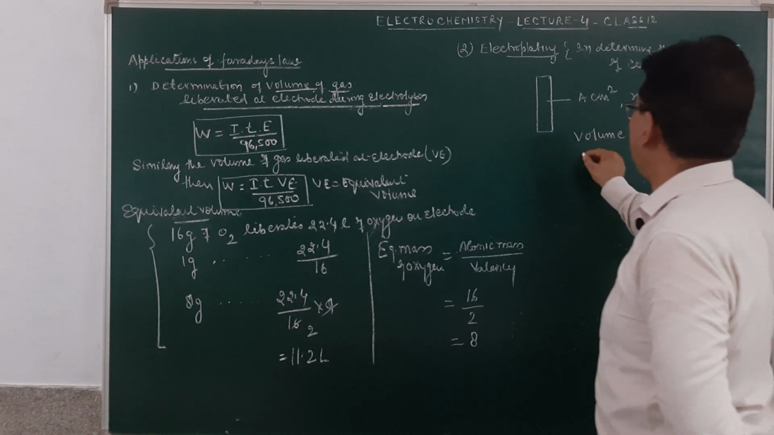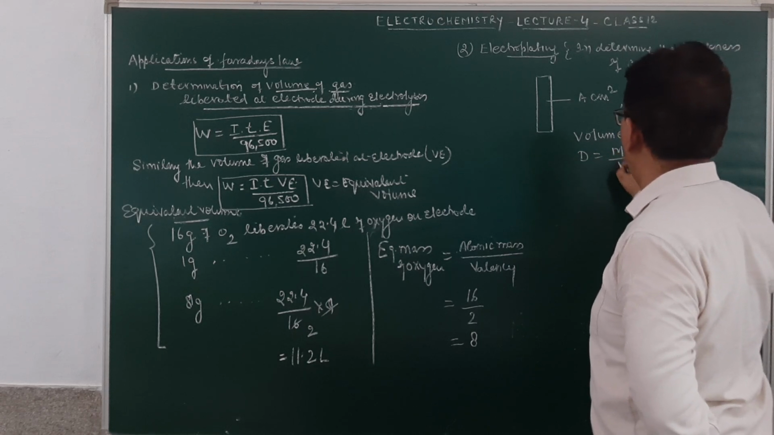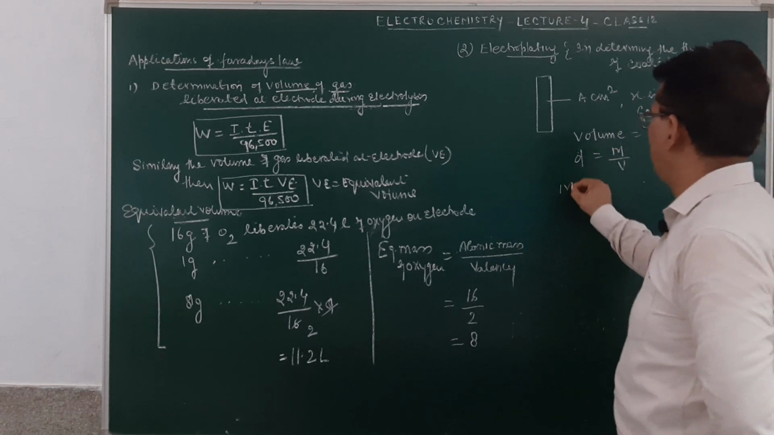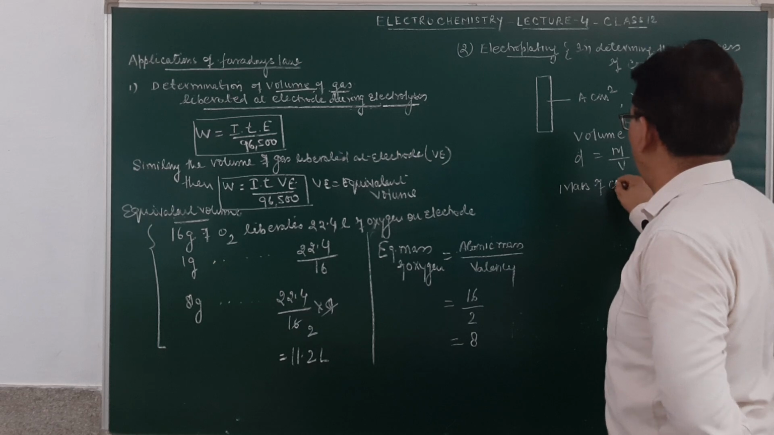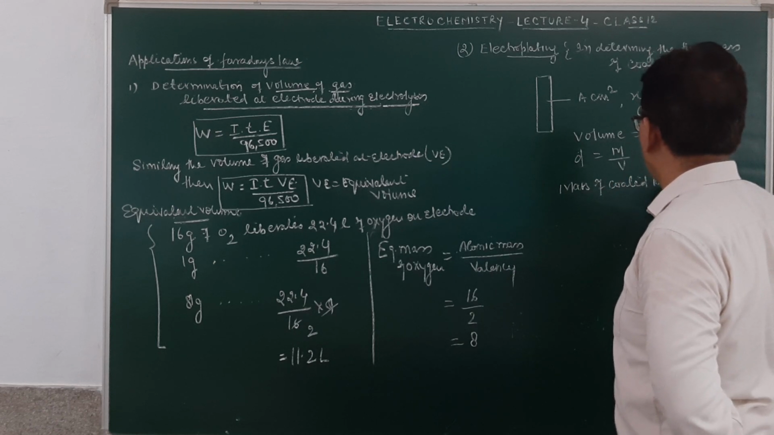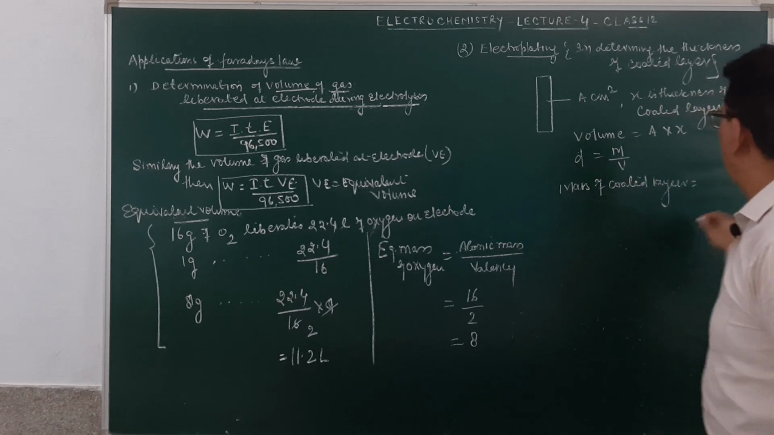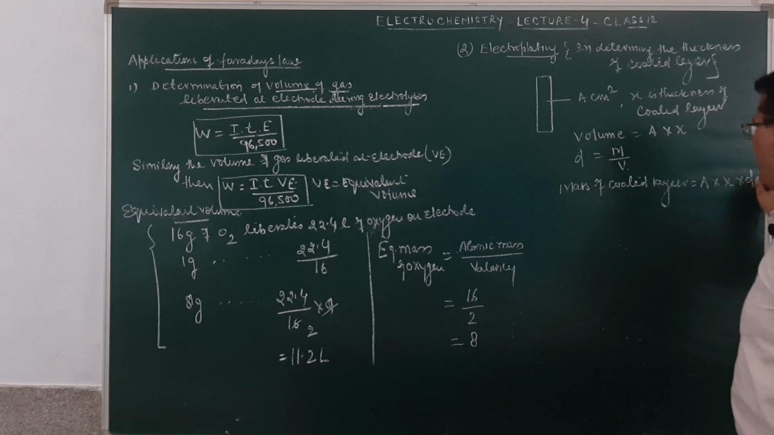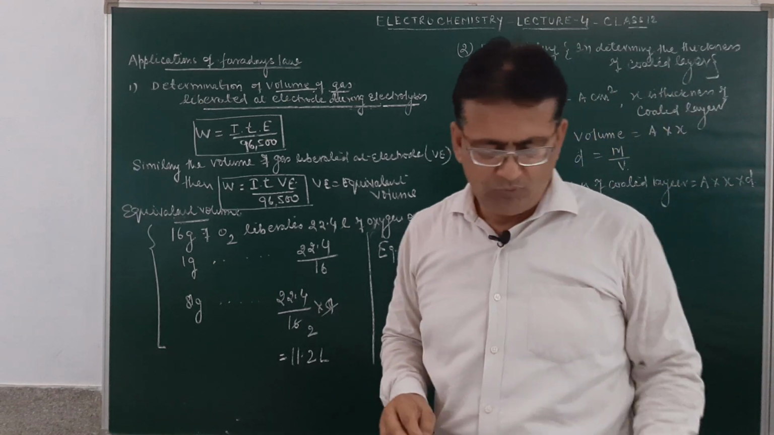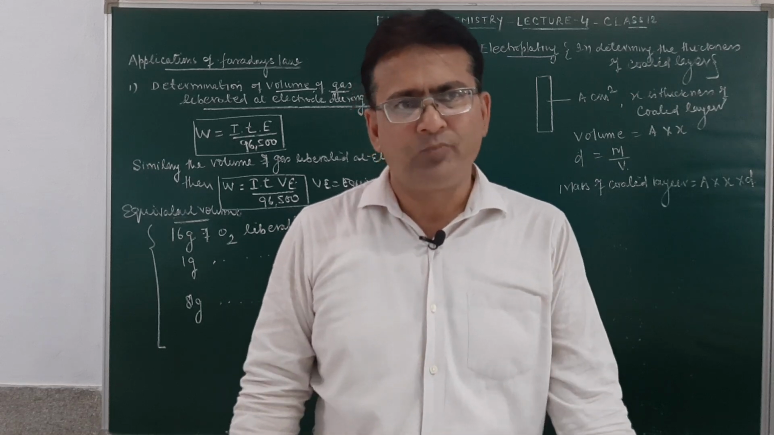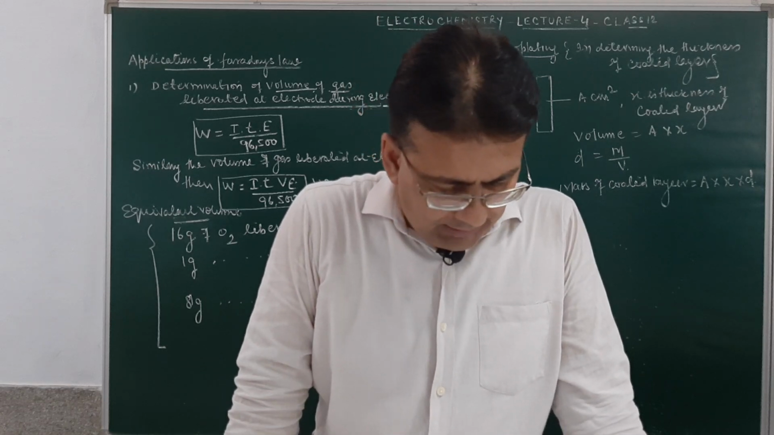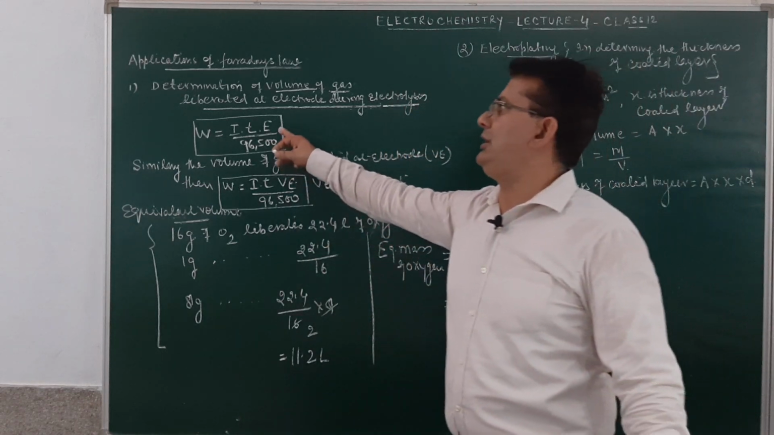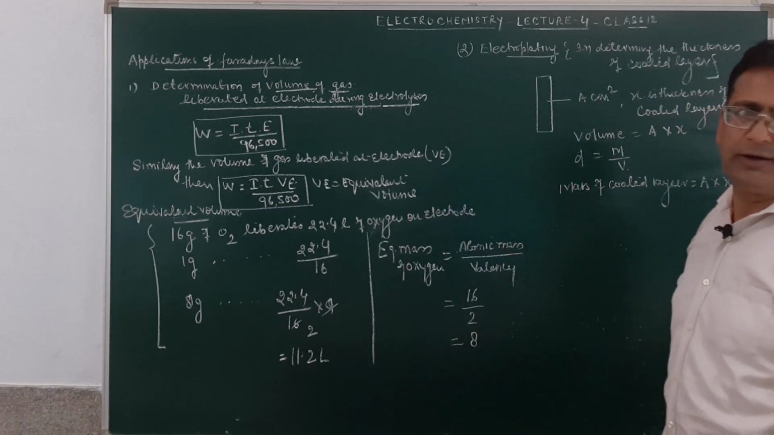Now, density is equal to mass per unit volume. So the mass of a coated layer will be equal to volume, which is A into X, into the density of the substance. Here D is the density. And the amount of substance deposited on the plate is equal to I into T into E upon 96,500 coulomb.